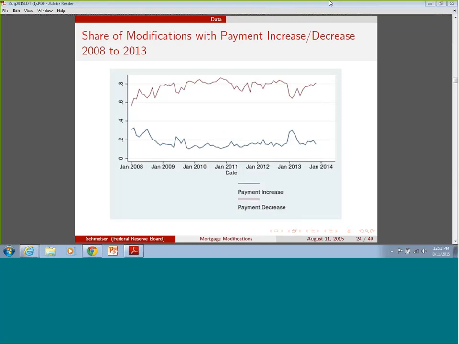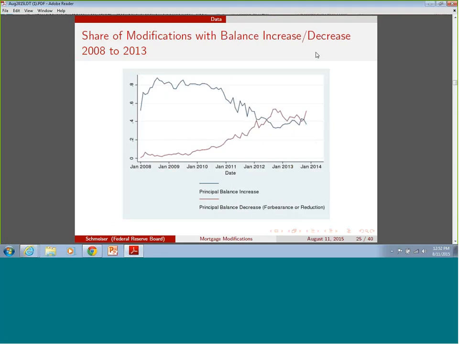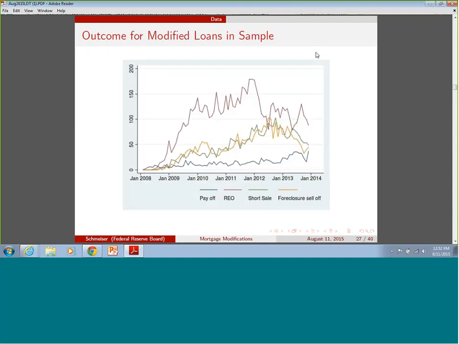And then finally, just quickly charting the terminal outcomes for our loans from the sample. You can see here that REO was by far the most common outcome across the sample period. We did see an uptick in short sales and foreclosure swaps. That is, they actually sold the property as opposed to going REO toward the end of the sample period. And we even saw a slight uptick in payoffs for the sample period.